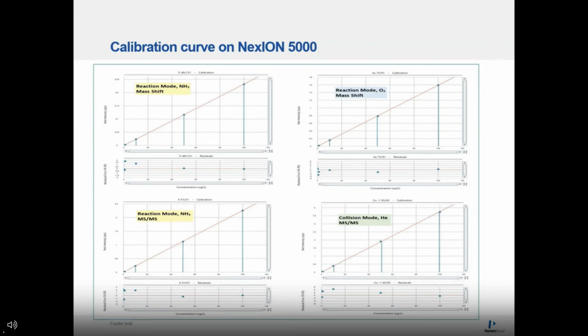Shown here are some calibration curves on NexION 5000. On the top left here is the titanium measured with a mass shift ammonia cluster technique. And on the right is the arsenic, again using mass shift with oxygen. Now vanadium and copper are measured in MS mode with ammonia bandpass settings for vanadium to prevent side reactions as we discussed earlier. And since copper levels are typically not very low, we could do this easily in the collision mode.